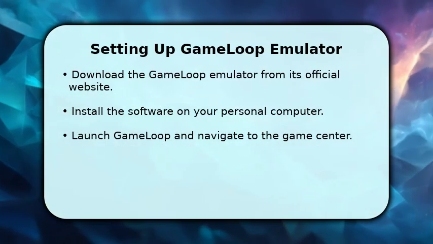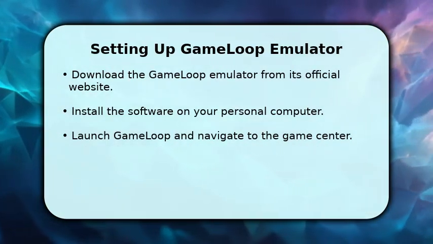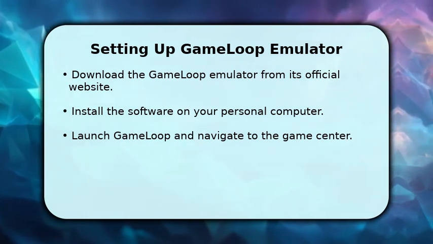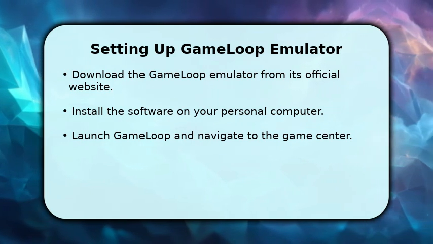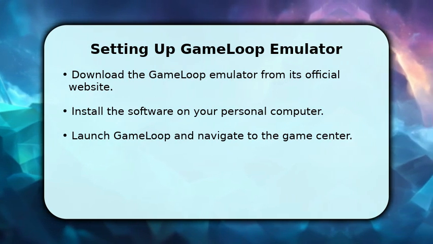To begin, you'll need to download the Game Loop emulator, which is the official platform for playing PUBG Mobile on a computer. Visit their official website to get the latest version. Once downloaded, proceed with the installation process, which is straightforward and takes just a few minutes.